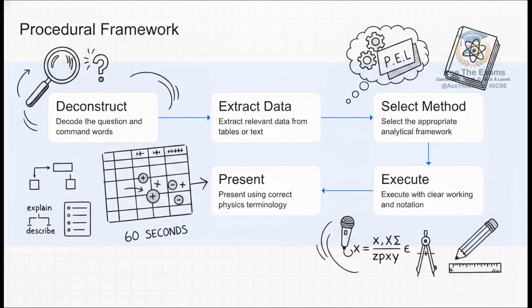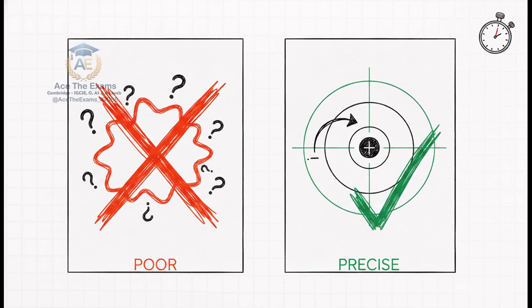Step 3. Select your analytical framework, like our trusty PEAL method. Step 4. Execute with clear working and proper notation. Step 5. Present with correct terminology. This kind of systematic processing safely guides you to the correct answer, every single time without fail. And please, let's not forget that applying the correct formats and annotations is a professional skill explicitly demanded by the Cambridge Exam Board.